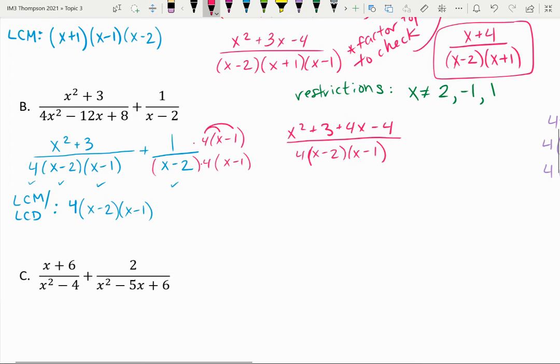So I go through and combine like terms. Am I going too fast? No head nods. Okay. So I go through and combine like terms. I've got the x squared. I have a 4x plus 3 minus 4 gives me a minus 1.